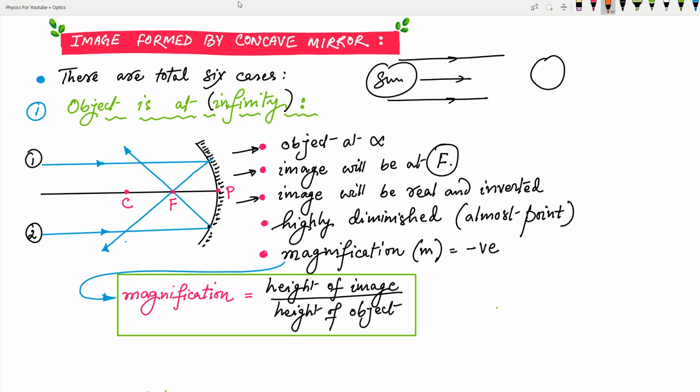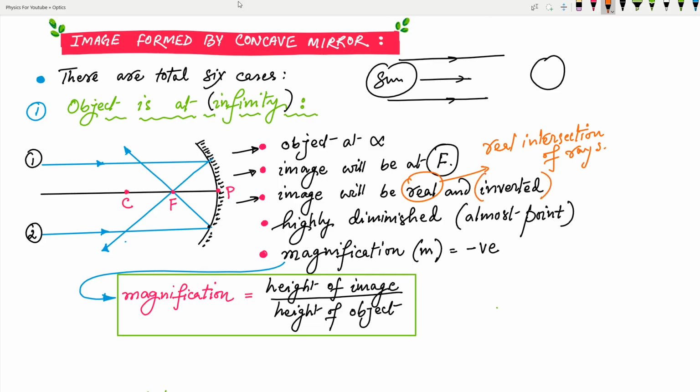Now let me explain why the image will be real. Very important. The image will be real because, first, real images are always formed in front of the mirror. Okay, this has been discussed earlier. And the second point is, it is real because the image is formed due to real intersection. So we are getting the image due to real intersection of rays, therefore the image will be real.